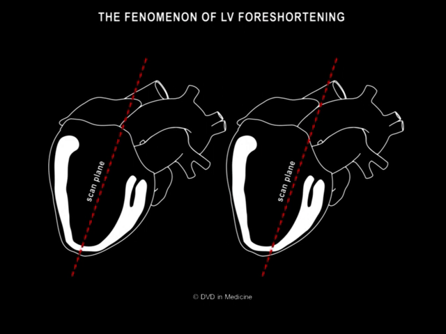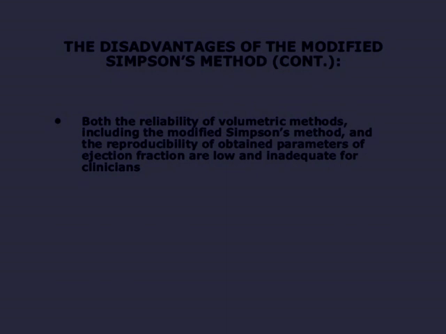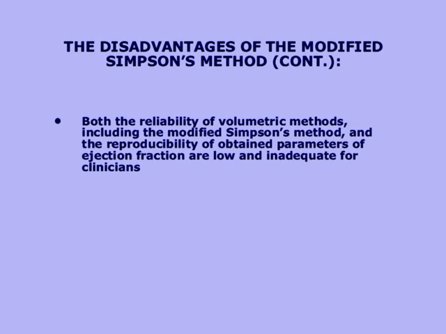Two-dimensional echocardiography is not a true tomographic technique, such as cardiac computed tomography or cardiac magnetic resonance imaging. Off-axis measurements such as foreshortening easily occur, and as a result, the method accuracy is compromised. Both the reliability of volumetric methods, including the modified Simpson's method, and the reproducibility of obtained parameters of ejection fraction are low and inadequate for clinicians.